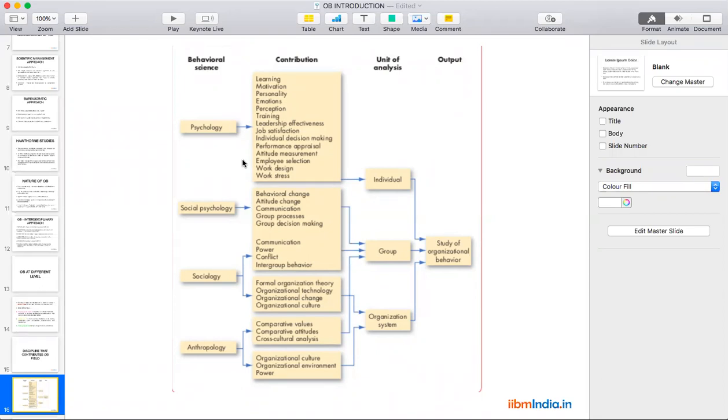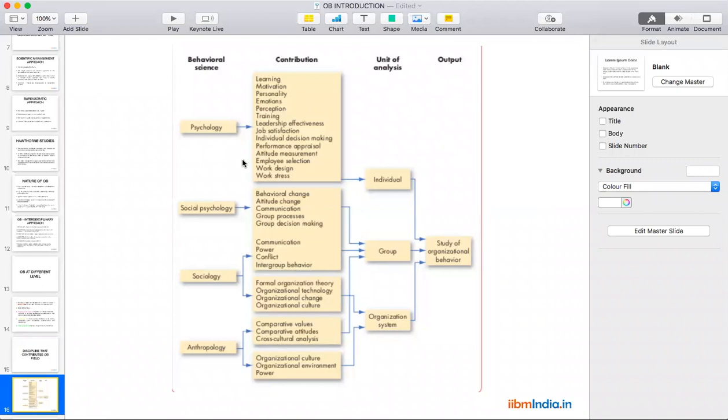Okay, we'll move to the next part now, that is about social psychology. Social psychology is a branch of psychology, first of all, and it is basically the blend of two basic concepts, sociology and psychology. Social psychology focuses on people's influence on one another.